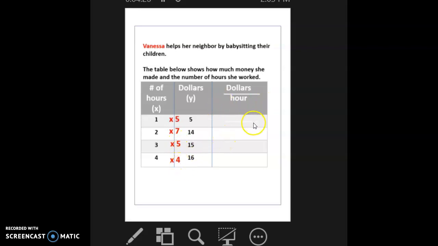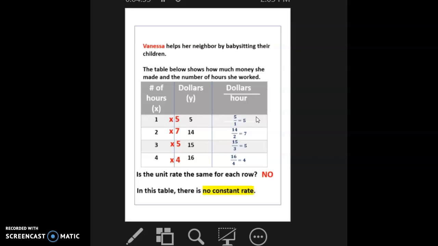So let's check that out for the unit rates. The dollars per hour is $5 for 1 hour, which equals 5. $14 for 2 hours. 14 divided by 2 is 7. 15 divided by 3 is 5. And 16 divided by 4 is 4. So all of these unit rates are different. Is the unit rate the same for each row? No, it is not. So in this table, there is no constant rate because they're all different.